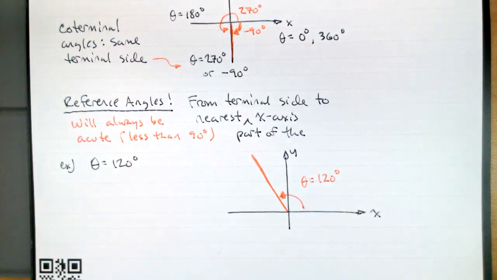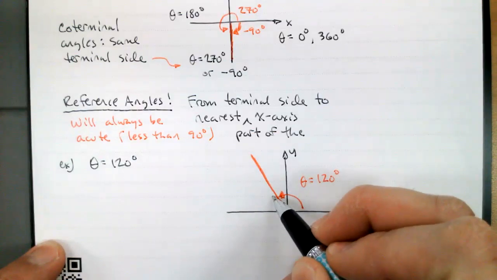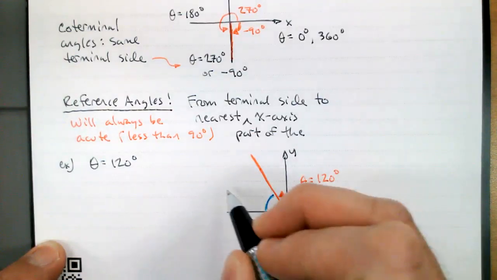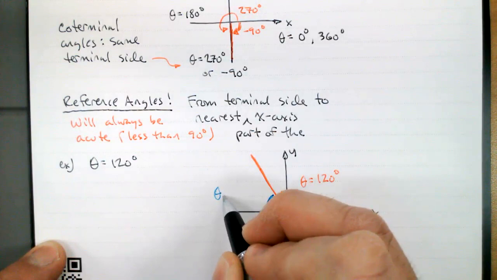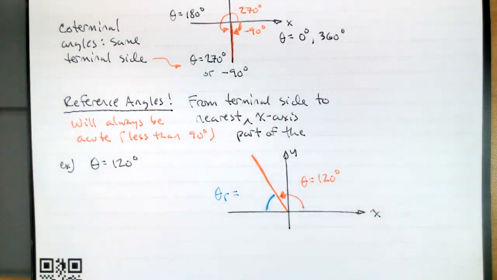The reference angle will go from this terminal side to the nearest part of the x-axis. So the nearest part of the x-axis is going to be the negative x-axis. So the reference angle will fit in here. Here is our reference angle. And I'm going to denote the reference angle as theta sub r.